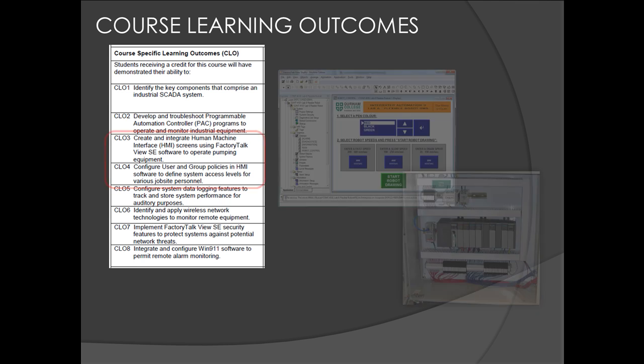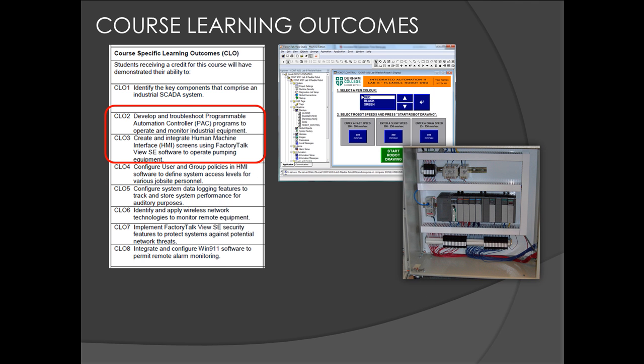CLOs 2 and 3 relate to the programming of graphic interface screens and real-world automation computers, as shown in these photos, to control and monitor a pumping system in the lab. CLOs 4 through 8 focus on specific aspects of a SCADA system that students need to include in their projects through hands-on practice activities in the lab.